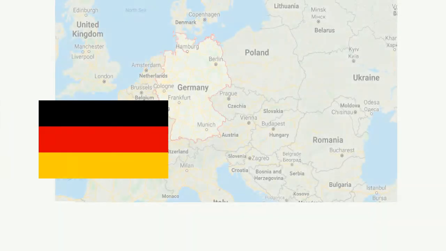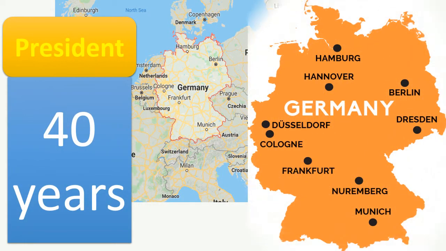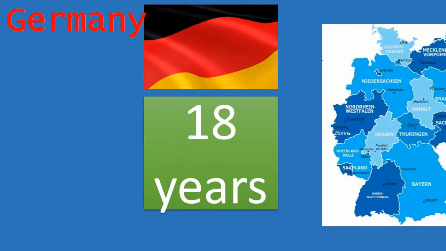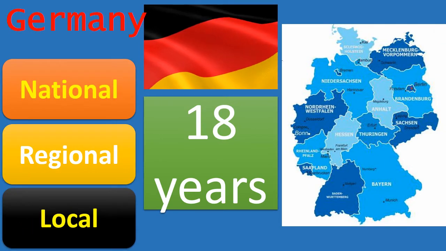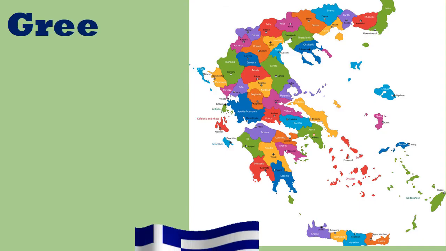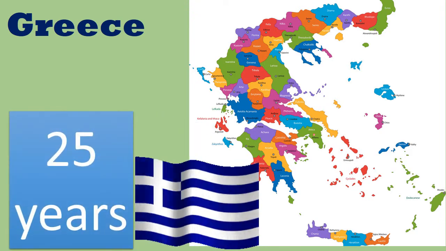In Germany, the minimum age required for contesting the president election is 40. However, a German with 18 years of age can contest in national, regional or local elections. In Greece, any Greek citizenship holder with 25 years of age can contest for parliament.